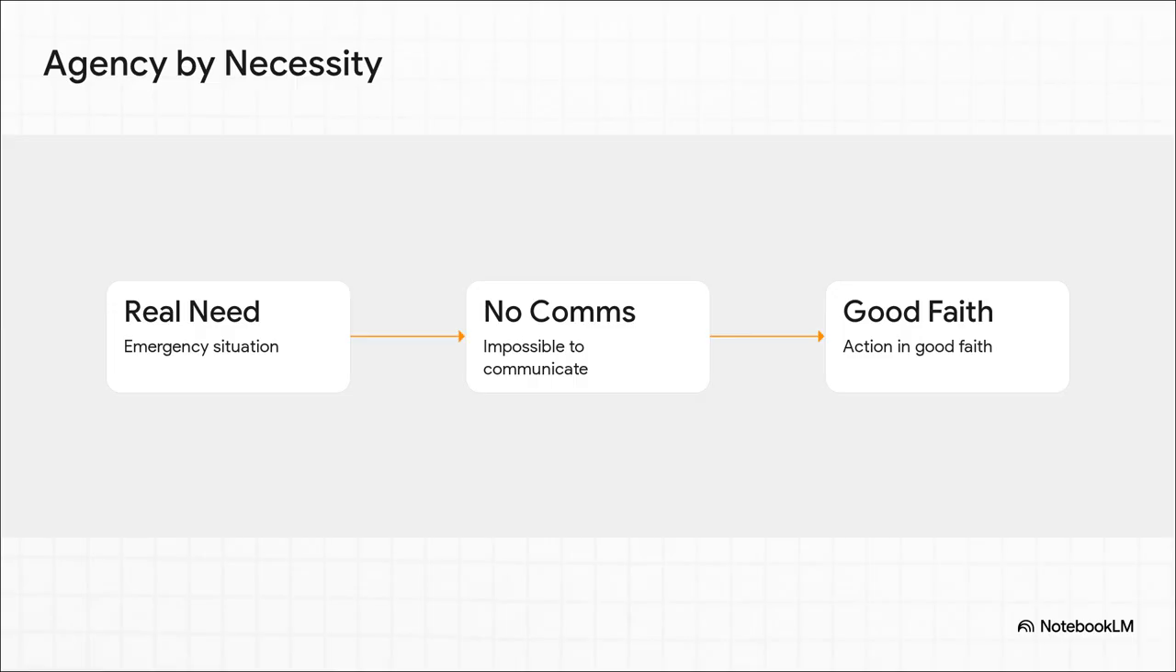There are 3 mandatory steps you need to hit. 1. Real necessity. 2. Impossible to communicate. 3. Good faith action. Listen carefully. An agent must clear all 3 of these hurdles consecutively for the legal doctrine of emergency necessity to legally apply.